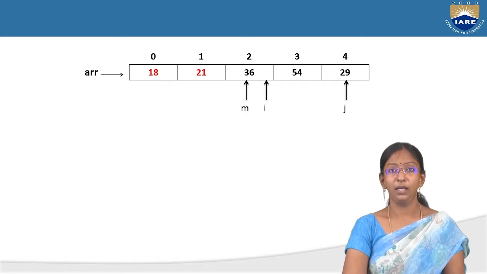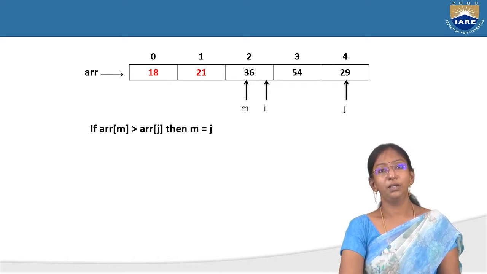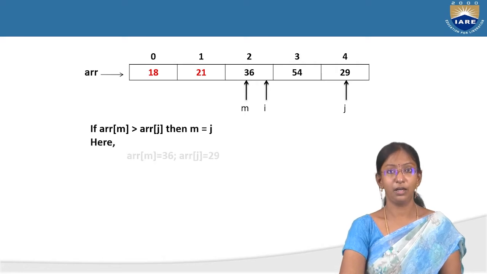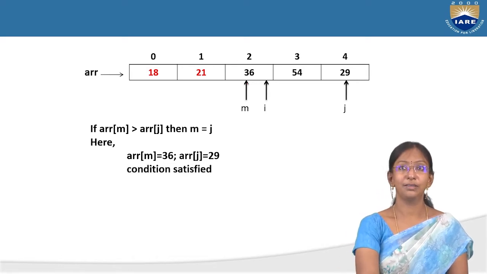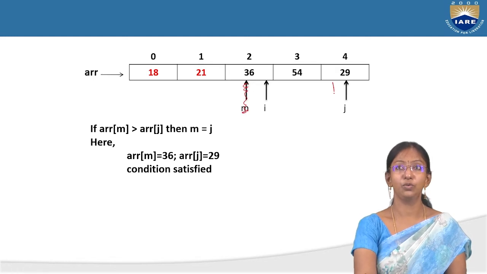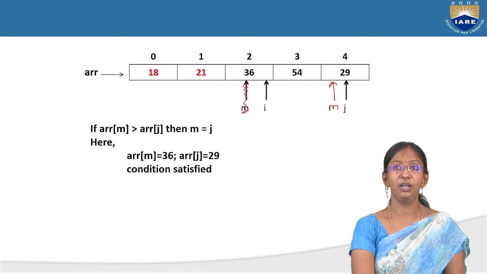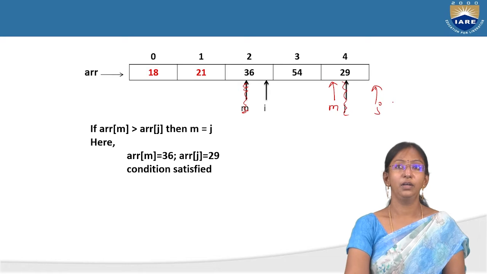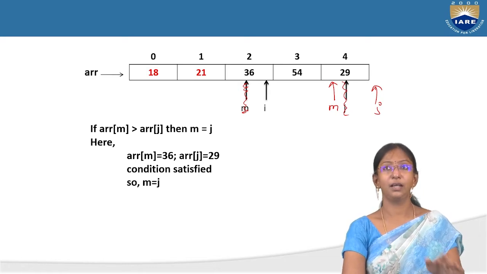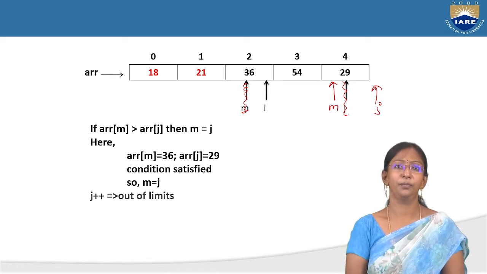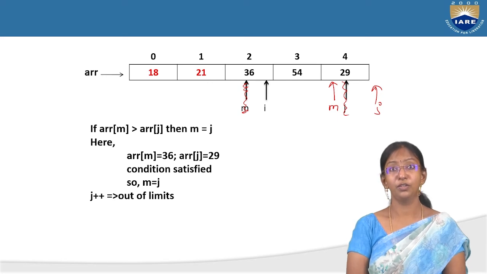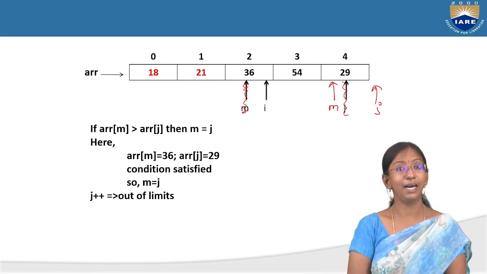Right? So again, compare between the element pointed by M and J. Is 36 greater than 29? Yes, it is. Condition satisfied. So once the condition gets satisfied, M will be pointing to the location which J is, and J will be incremented. The first step will be taken, that is M is pointing to 29, but if you increment J, it will go out of limits. When J goes out of limits, we'll understand that it is the end of the current iteration.